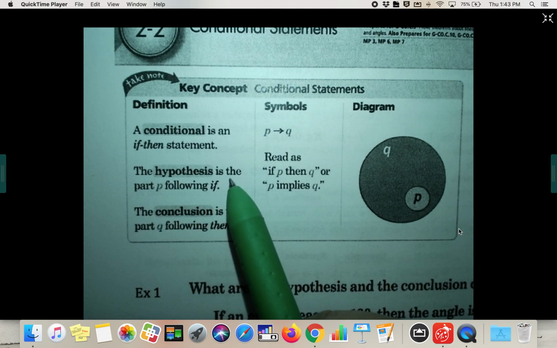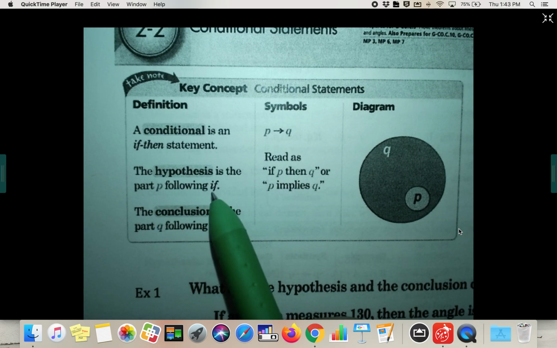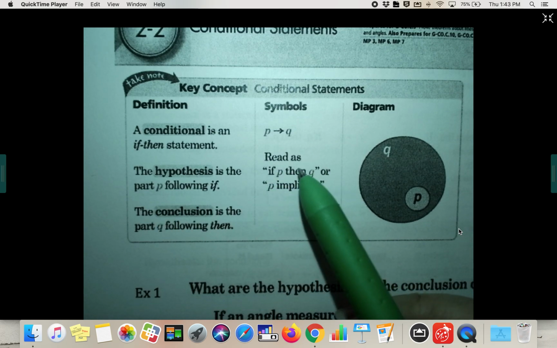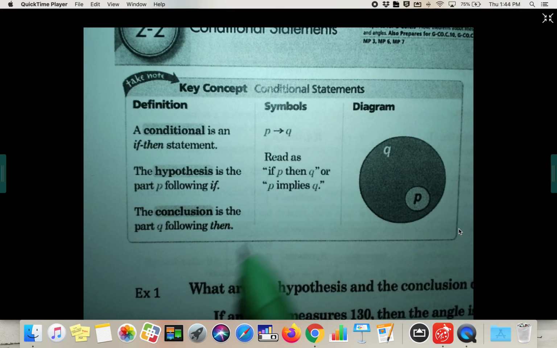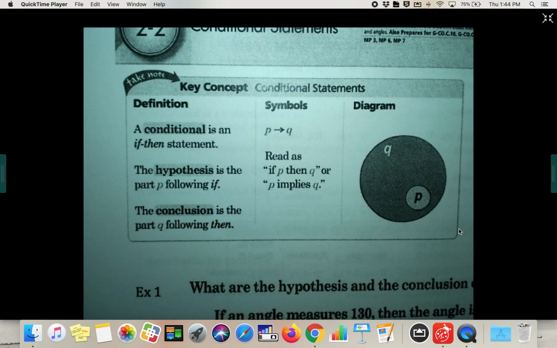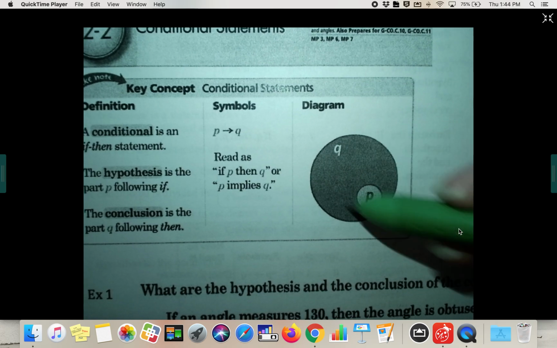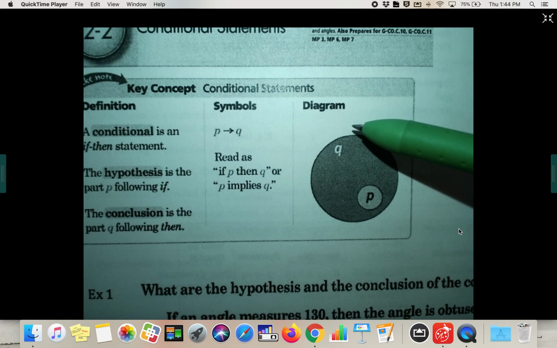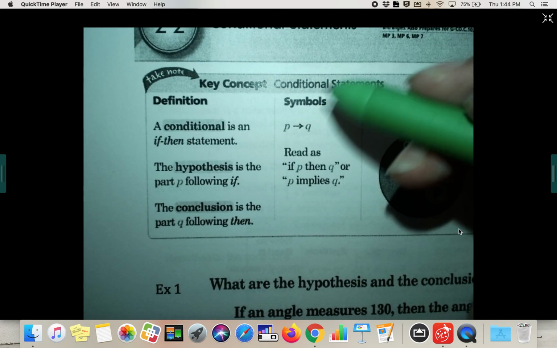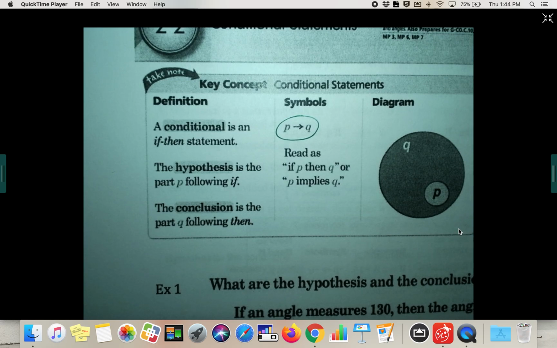The hypothesis is the part P following the word if. So you read it as if P, then Q, or P implies Q. And then the last vocab word for today is the conclusion. It's what it sounds like. It's the Q. It's the part that follows then. And we may or may not actually reference this diagram: if P, then Q happens. But you will know the symbols P and Q. We'll talk more about that later.